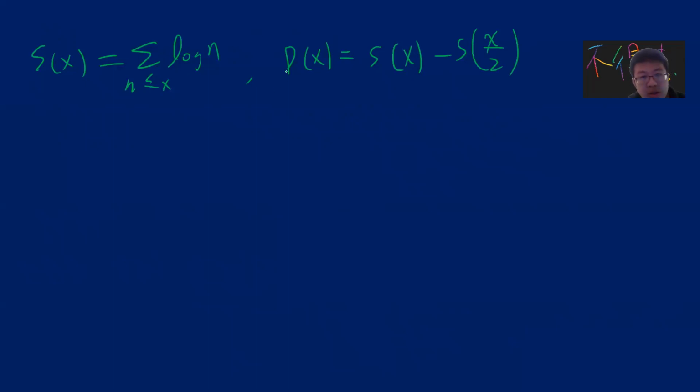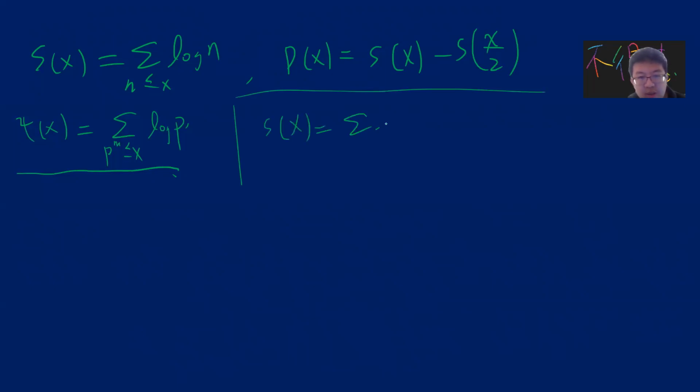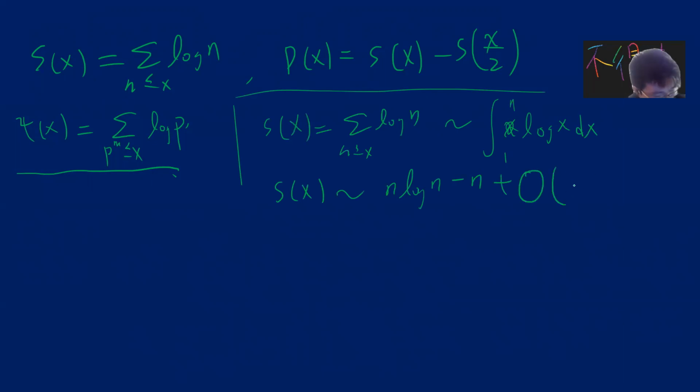Okay, it's not immediately clear why this corresponds to psi of x. Remember that psi of x is the sum of log p over p to the n less or equal to x. But S of x is easy to approach. Remember that previously we showed this S of x, the sum of log n for n less or equal to x, can be approximated by the integral of log x dx from 1 to n. So S of x is basically x log x minus x plus the error term. The error term will be big O of log x. Sorry, I made a stupid mistake because this is x.